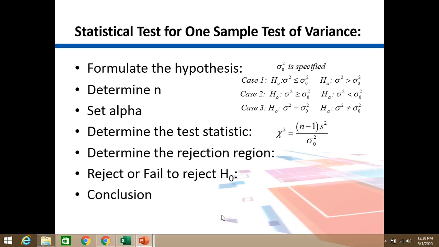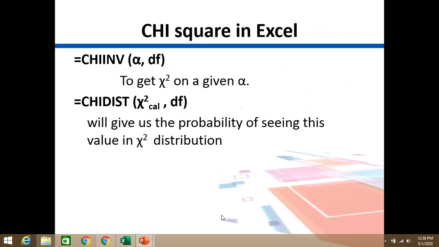And finally we will conclude with the statement. Chi-square can be calculated in Microsoft Excel as well. The function is CHIINV, and in this CHIINV you give it alpha and degrees of freedom and you will get this chi-square critical for a given value of alpha.